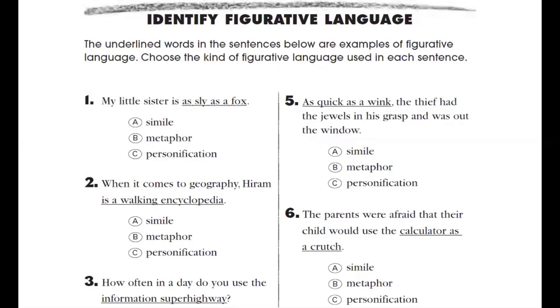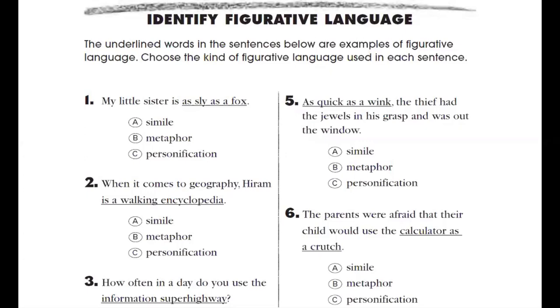See, encyclopedia is a kind of book, a collection of data in the form of a book, right? So a book is not a human, is it? And we are saying when it comes to geography, Param is a walking encyclopedia, meaning Param is a man, and encyclopedia is a book. So we are not giving Param any human quality. We are comparing it directly. Again, you told us a wrong answer.